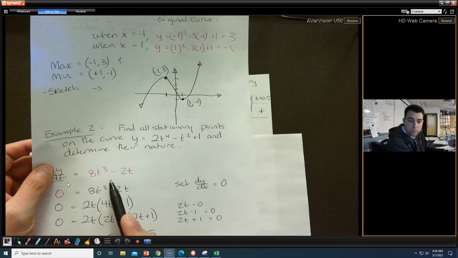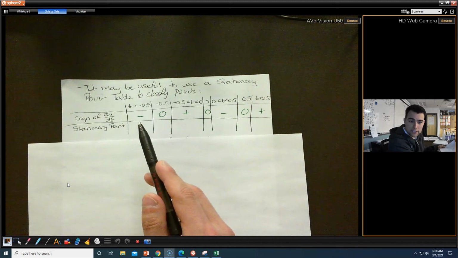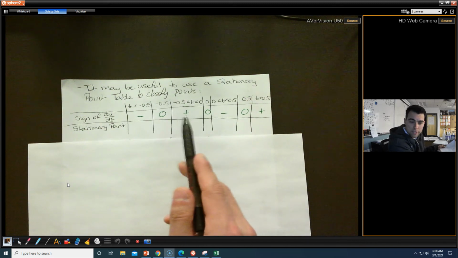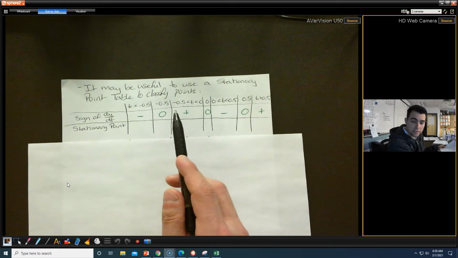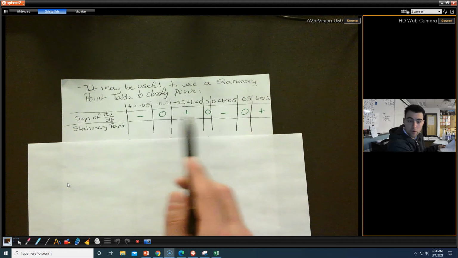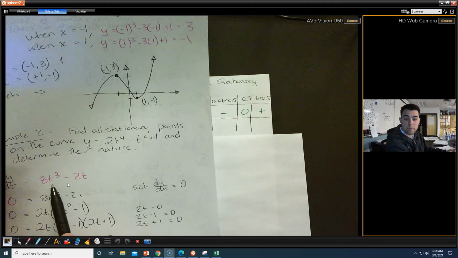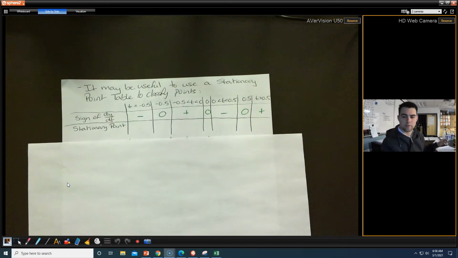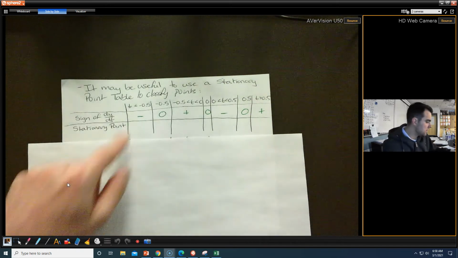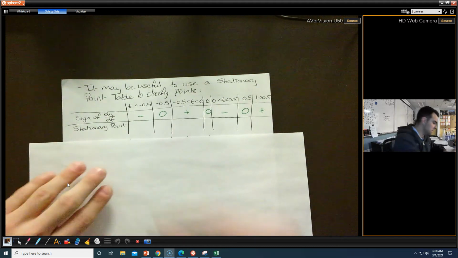When I plugged in -1, I ended up getting a negative value for my dy dt. Similarly, when I plugged in something between -0.5 and 0, my two stationary points, I found that when I plugged that value in here, it was positive. Just by looking at that, to the left of this stationary point it's negative, and then it's going positive, so it's a minimum.